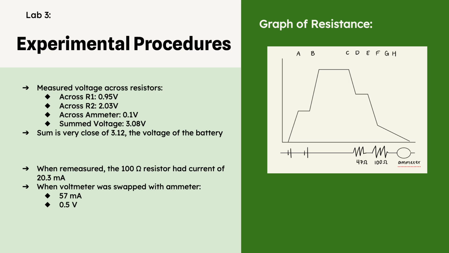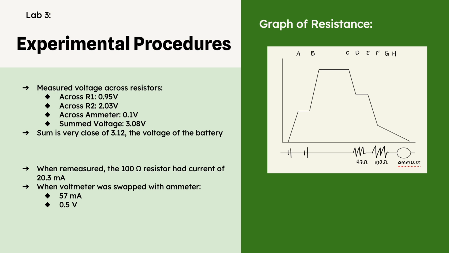Continuing with our experiment, we measured the voltage across the resistors. For R1, we found 0.95 volts, R2, 2.03 volts, the ammeter, 0.1 volt, and the sum voltage of all three of these was 3.08 volts. The sum is close to 3.112, the voltage of the battery, and that remaining little bit comes from the wire.